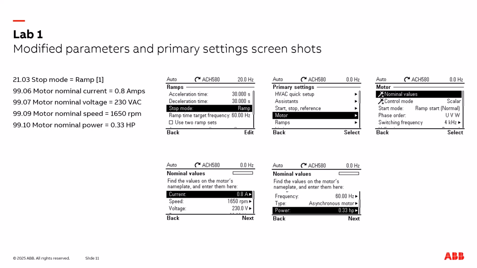On the right side here, I took screenshots of different sections of primary settings where we made these changes. So now review this information and make sure your drive is programmed correctly. And then you can move on to lab 2.